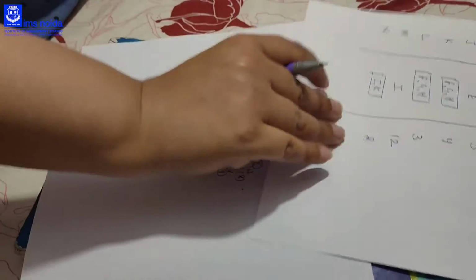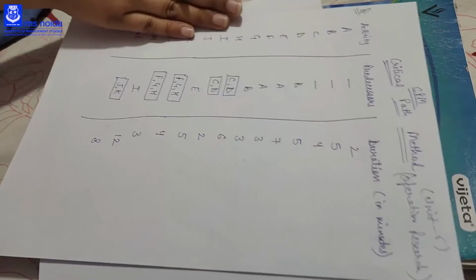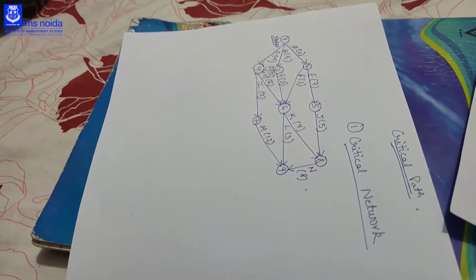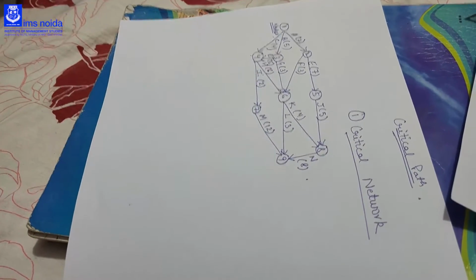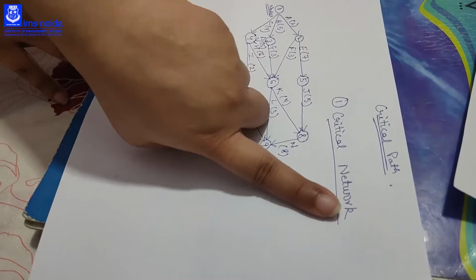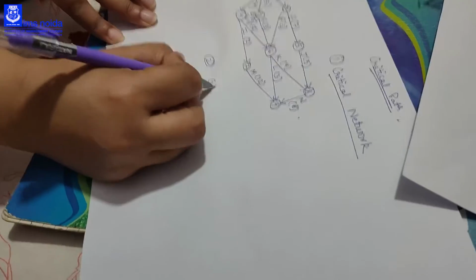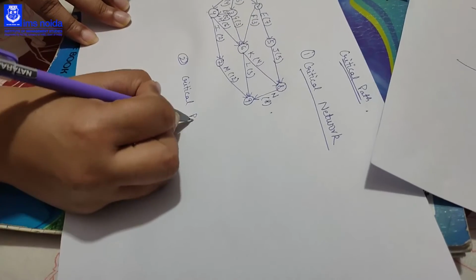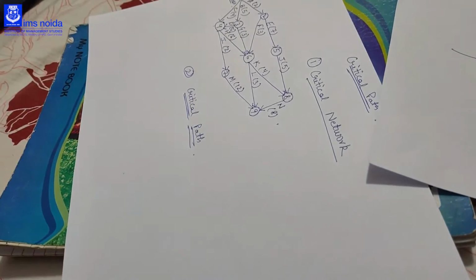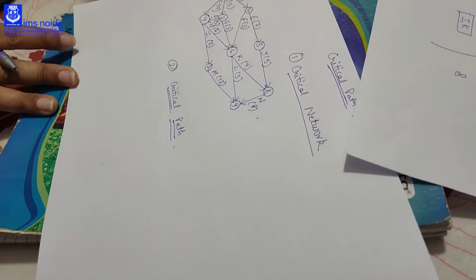So as you have seen, I have mentioned the durations which are mentioned in front of every activity in the critical network, in the bracket in front of every activity. So your first part has been done, that is making a critical network. The second part of the question is to find the critical path. How will you find the critical path? Now we will move on to this. As you can see, we have completed the critical network.